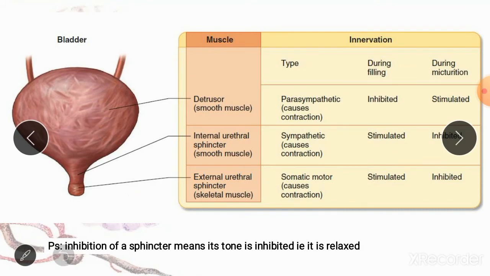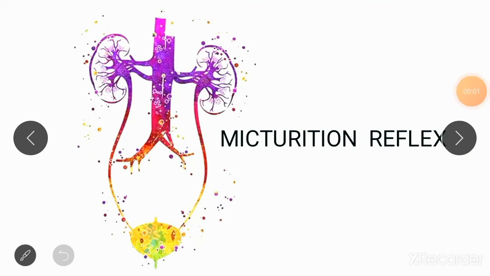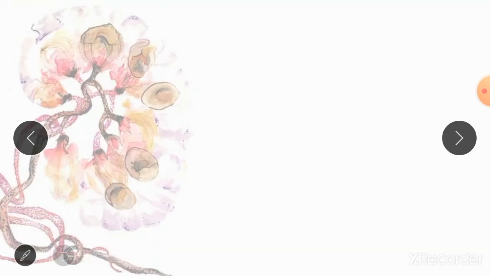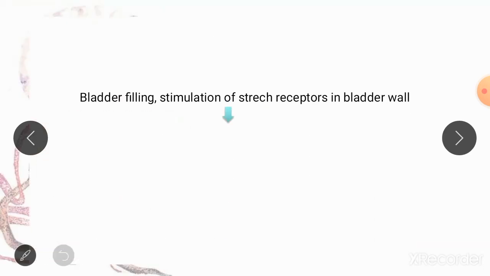So this is just a revision of what we have already studied. So let us now begin with the micturition reflex. It is one of the most important topics from this chapter. You can be asked several questions from this topic. You may be asked to describe the micturition reflex, and you can also be asked questions about its abnormalities. So let us begin with the micturition reflex.